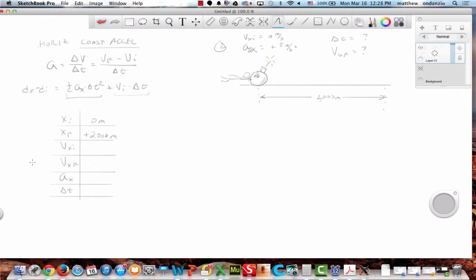What's my initial velocity? 0 meters per second, right? We don't know our final. What's my final velocity? We are unaware. What is my horizontal acceleration? It is positive 5 meters per second squared, because I'm going to the right. What's my delta time? Don't know. Okay. So now I'm asking you what's my delta time and what's my final velocity.